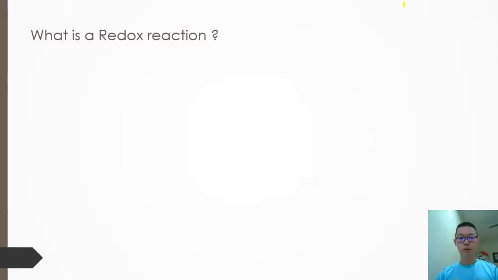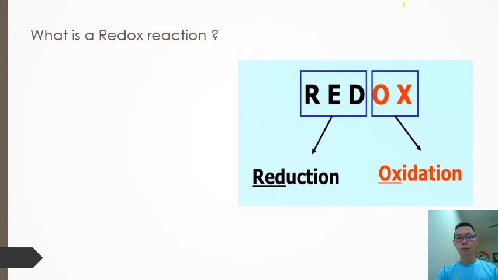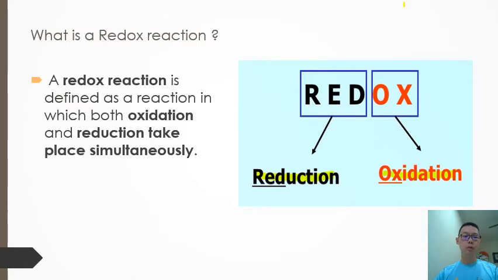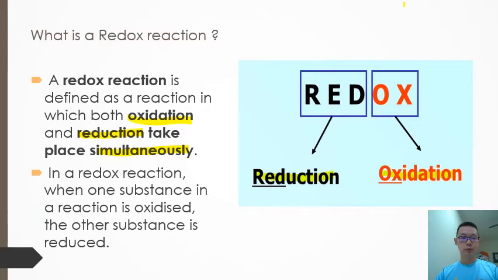What is a redox reaction? The word redox is a combination of reduction and oxidation. A redox reaction is defined as a reaction in which both oxidation and reduction take place simultaneously. That means they occur at the same time. So in a redox reaction, when a substance is oxidized, another substance is reduced.